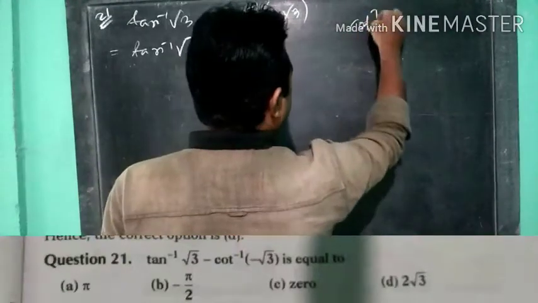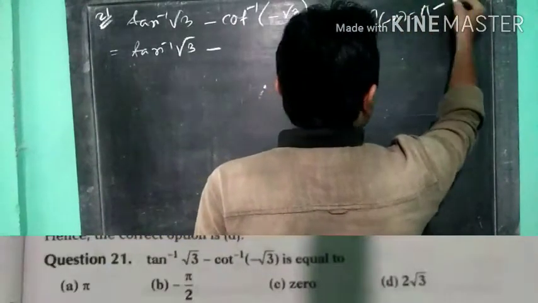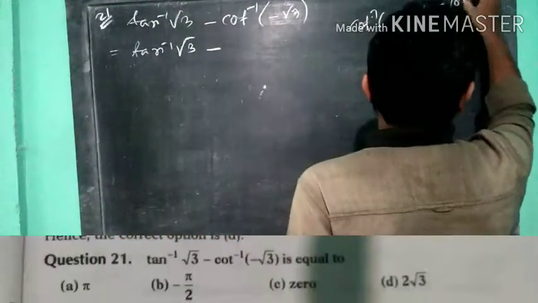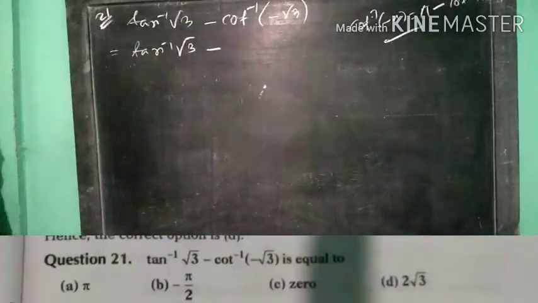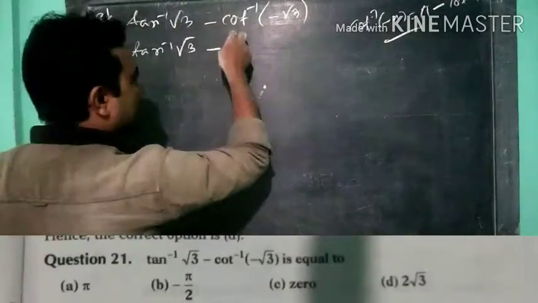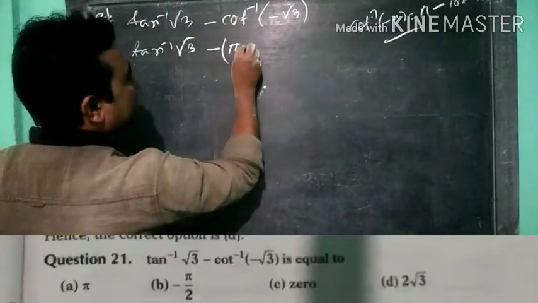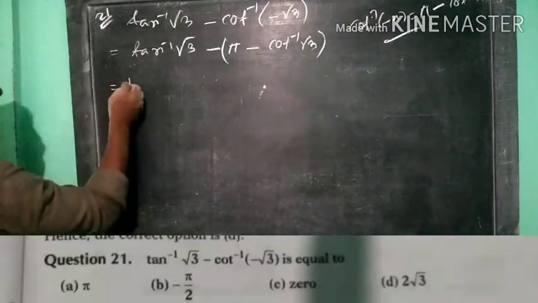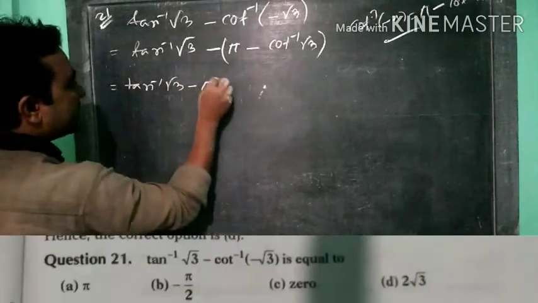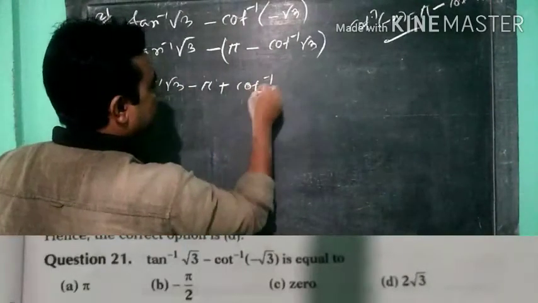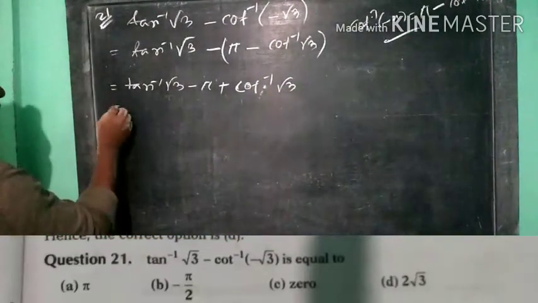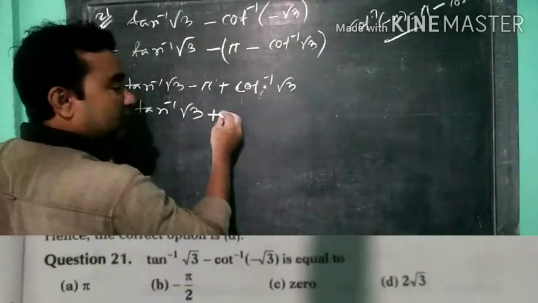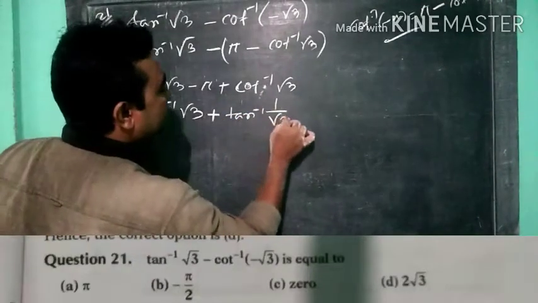The formula for cot inverse of minus x is pi minus cot inverse of x. So cot inverse of minus x can be written as pi minus cot inverse of x. Using this formula, we can write this as pi minus tan inverse of root 3, so tan inverse of root 3 minus pi minus, and minus minus is plus, tan inverse of root 3. This can be written as tan inverse of root 3 plus, converting to tan, tan inverse of 1 by root 3, minus pi.